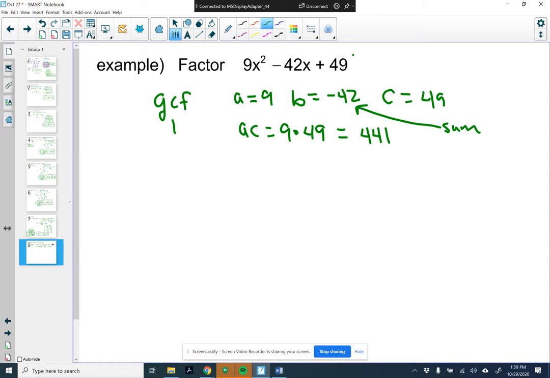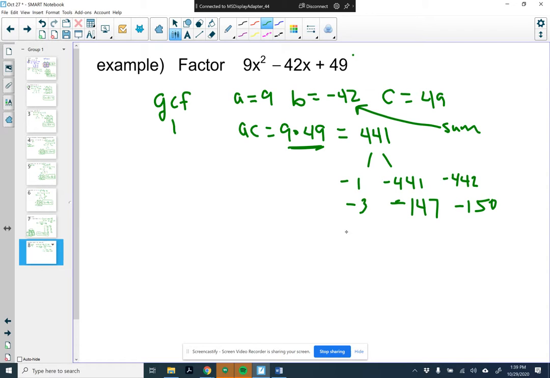Remember, B is the sum. They're both going to have to be negative factors that we're looking for. So we could do negative 1 and negative 441, but that's ridiculous. That's going to add up to negative 442. 441 is not divisible by 2. It's not divisible. Oh, it is divisible by 3. How do we know that? Because we have 9 times 49. Well, that's not going to work. It's going to be way too big. Way too far from negative 42. But you can write it down if you want to.